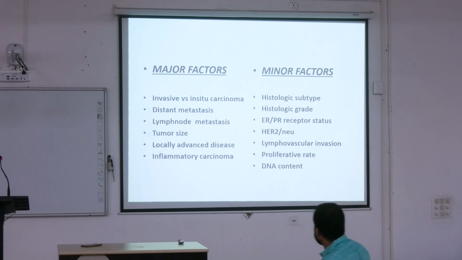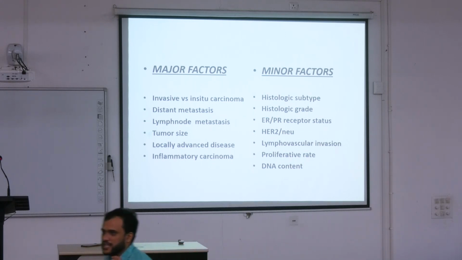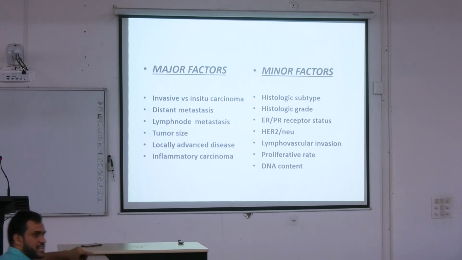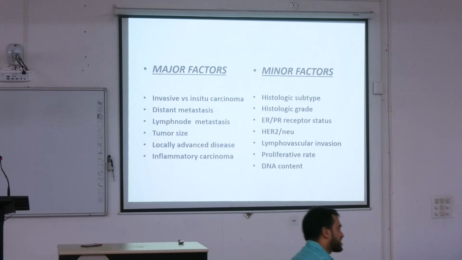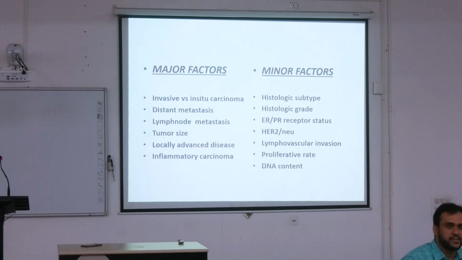Then come the minor factors. Histologic subtype. NST generally has a bad prognosis as compared to others. Medullary carcinoma has a poor prognosis. Histologic grade. Grade 1, grade 2, grade 3. Which one has better prognosis? Grade 1 has better prognosis. Grade 3 has the poorest prognosis. And what do you do to look for the grade? What is the grading system called?